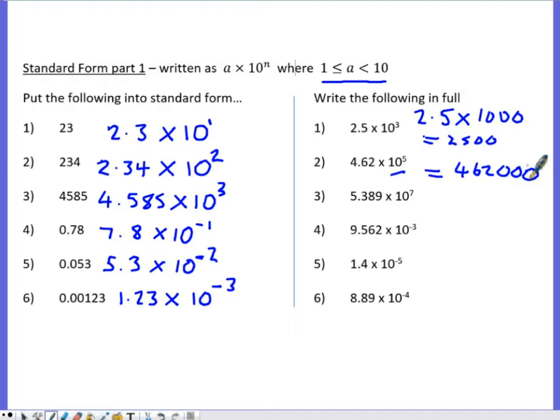Now a shortcut for this can be looking at that power there and seeing how many places the decimal point moves. If you start with 4.62, so the point will be there, and you move it 5 places, you end up with this as an answer.